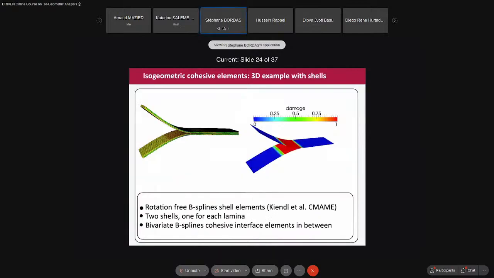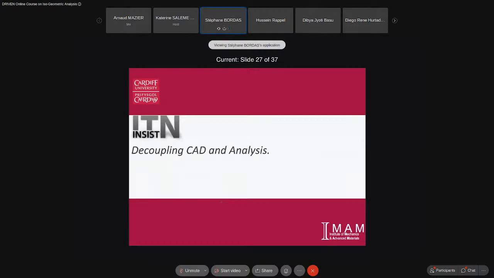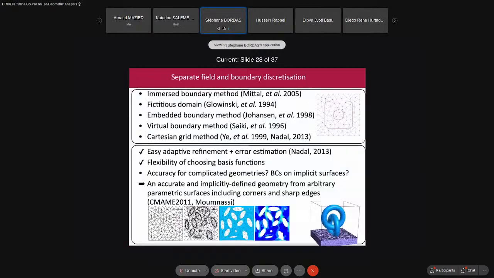So we talked about composites, delamination, and so on. Okay, and now instead of coupling CAD and analysis, we're going to think about how we could decouple the two and see how. Those are papers and references that are going to help you figure out what is published in the field. So there are quite a number of names around that idea of decoupling. You will hear words such as fictitious domains, embedded boundary methods, virtual boundary methods, and Cartesian grids.